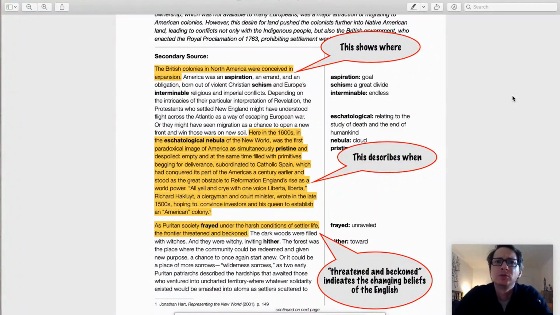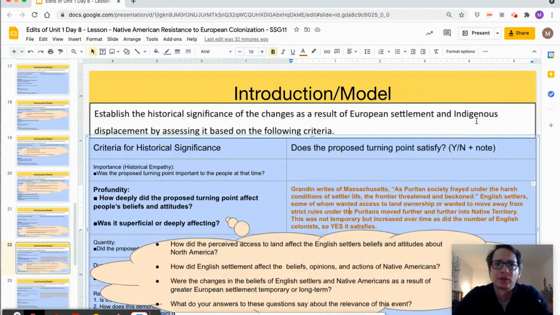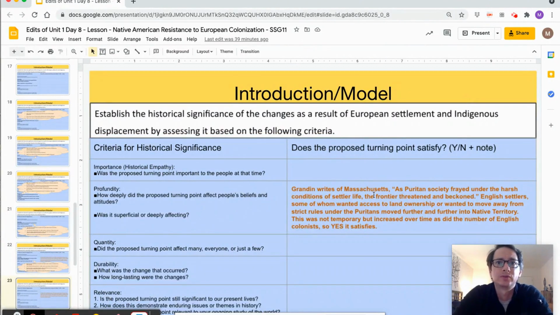Because of this, I do believe it is useful for me as I consider profundity, and this is the entry that I created. You can see here that it does include the quote, my analysis of the quote, as well as how it addresses the question of profundity, and yes, I do include at the end that I do believe it satisfies the criteria for whether or not this is a turning point. At this point, you should go ahead and complete the rest of this step, so feel free to pause this video while you do that.